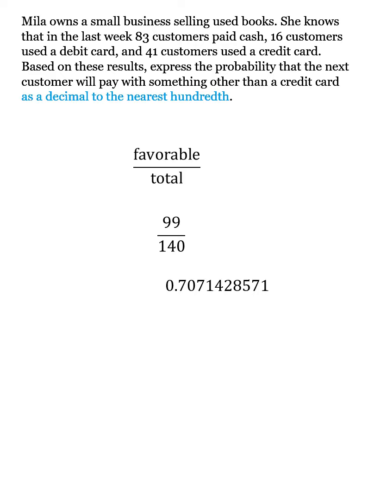But I'm not done because they asked me to round to the nearest hundredth, in other words, 2 decimal places. So that would round up, using the 5 or higher rule for rounding, to 0.71. If they asked me for a percentage, I would say 71%, but because they asked me for a decimal, I'm going to leave it in that format.